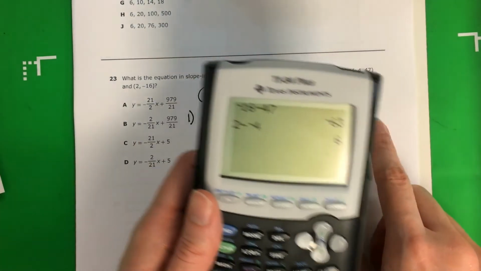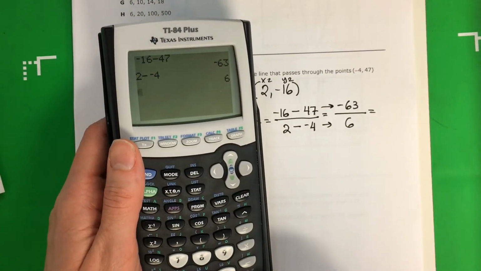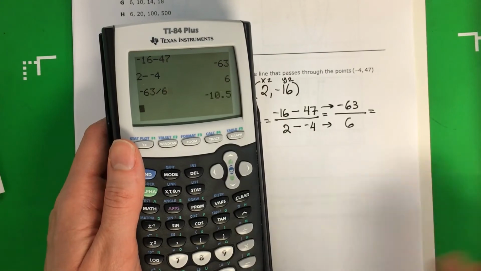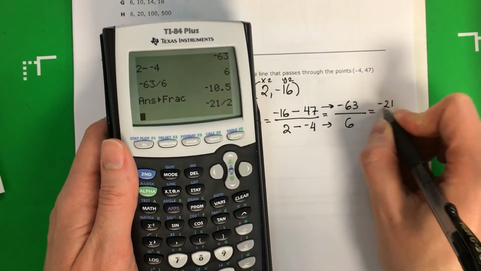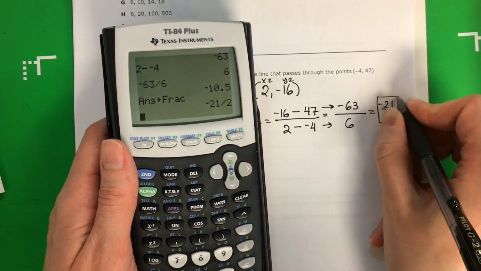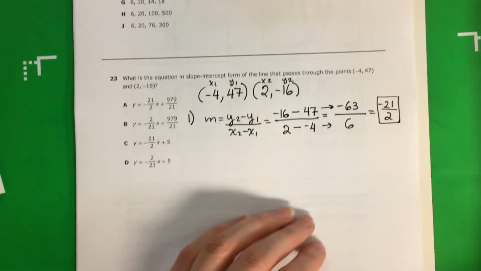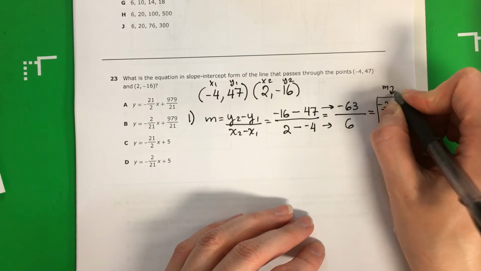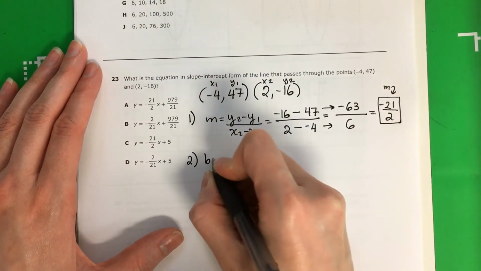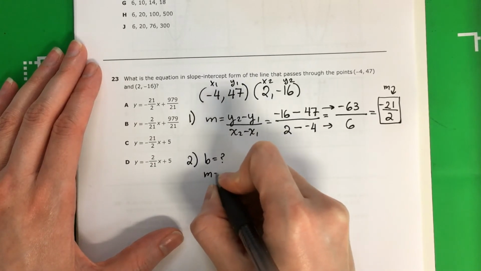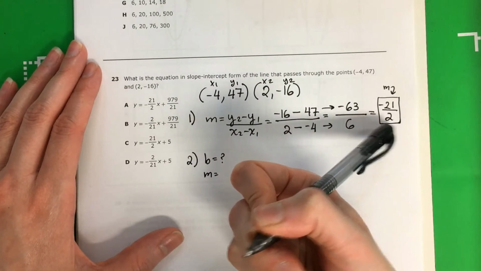We're going to put this in the calculator. Negative 63 divided by 6, change to a fraction. That's negative 21 divided by 2. That's your slope. Next, we need to find the y-intercept b. Now I know m is negative 21 divided by 2.